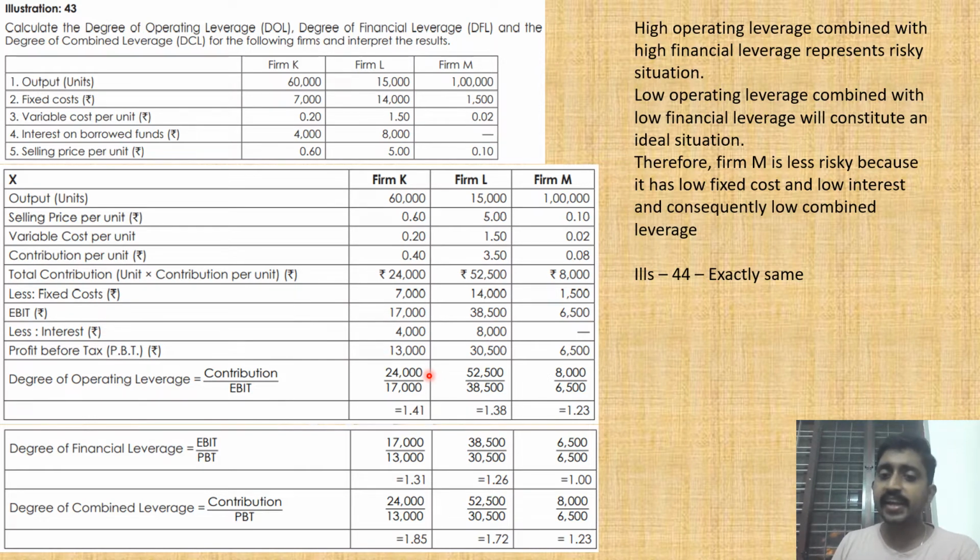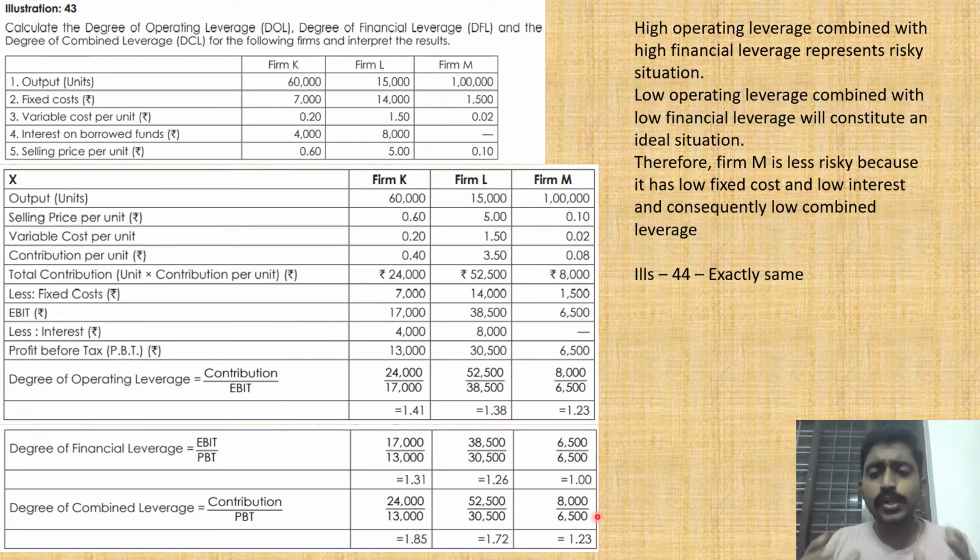Same way, you have EBIT, and interest burden is also given in the question. So if you reduce the interest burden, you will get the EBT, or profit before tax, or earning before tax. So that also you can find. EBIT divided by profit before tax is going to give you the degree of financial leverage. That also you can find. Next, what is the combined leverage? Degree of operating leverage multiplied by degree of financial leverage, or you can say contribution divided by profit before tax. And this is the formula. We can find the degree of combined leverage.